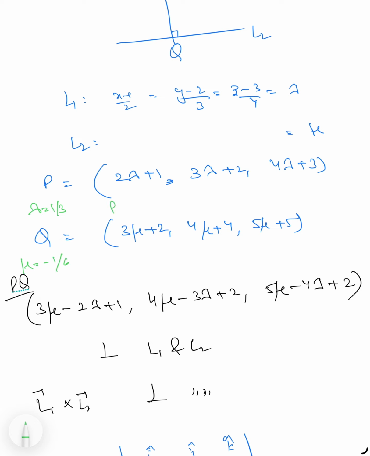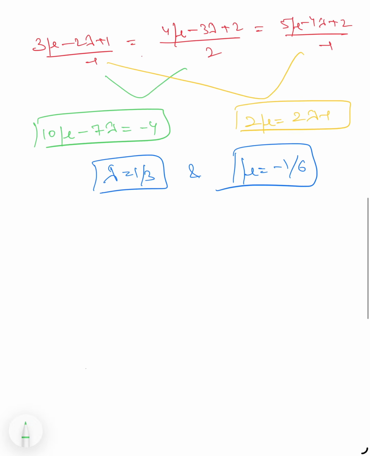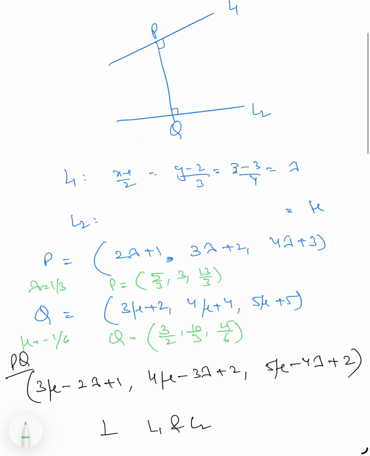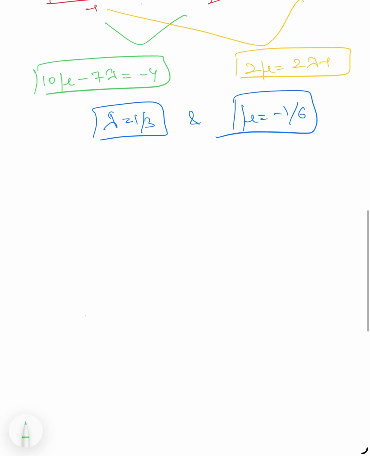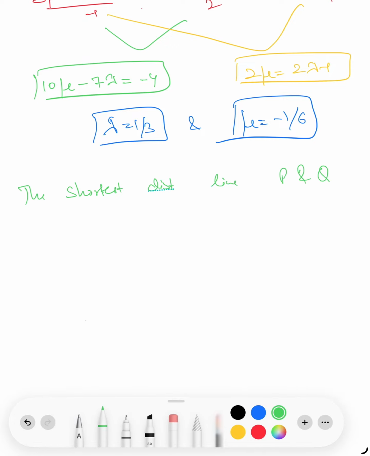In this case, P will become 5 by 3, 3 and 13 by 3, and Q will become 3 by 2, 10 by 3, 25 by 6. You can verify this. Now we have the points P and Q, and we know that the shortest distance line is the line joining P and Q.